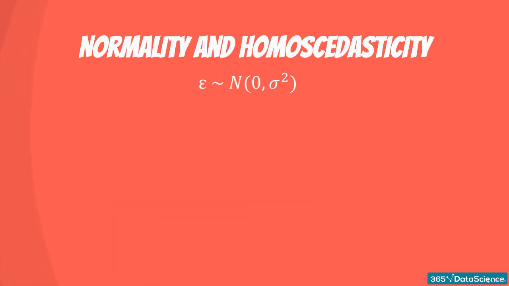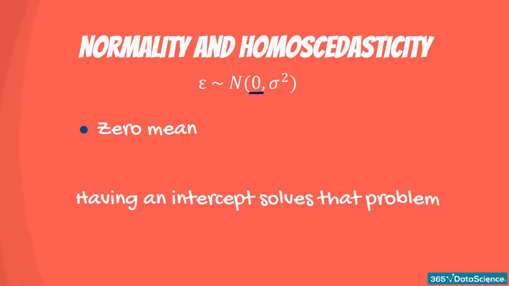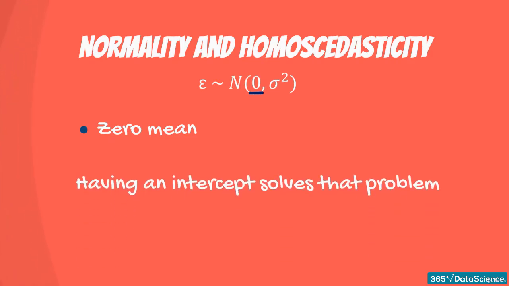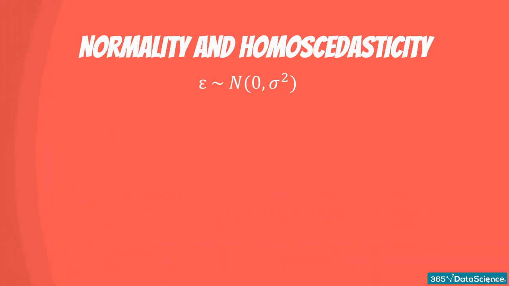What about a zero mean of error terms? Well, if the mean is not expected to be 0, then the line is not the best fitting one. However, having an intercept solves that problem, so in real life it is unusual to violate this part of the assumption. And homoscedasticity? What's that about?